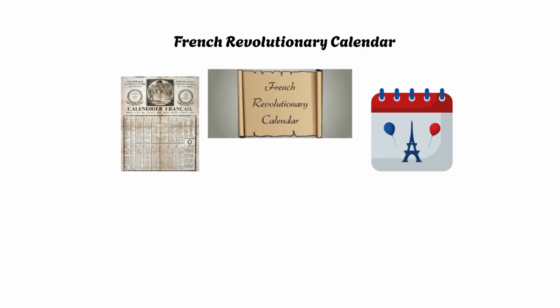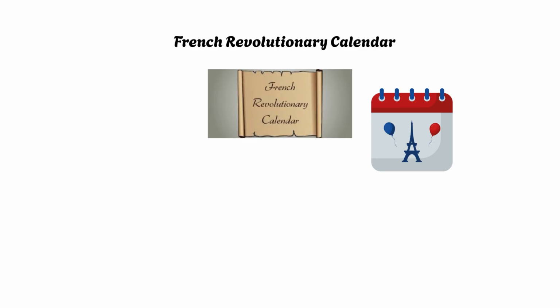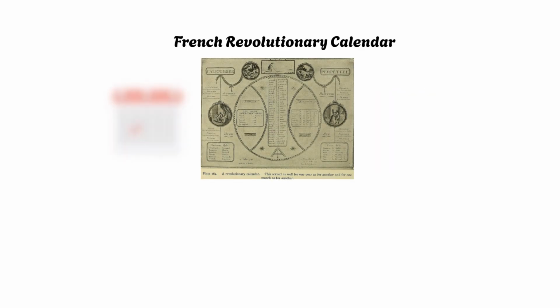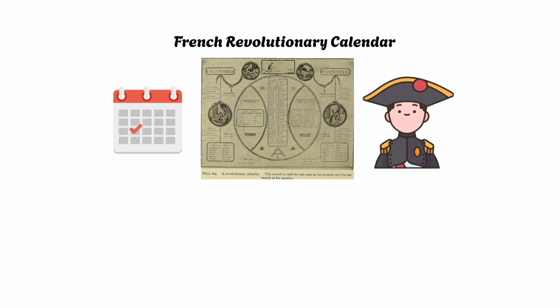The traditional 7-day week was replaced by a 10-day decade. However, due to its complexity and lack of public support, the calendar was abolished in 1806 by Napoleon.